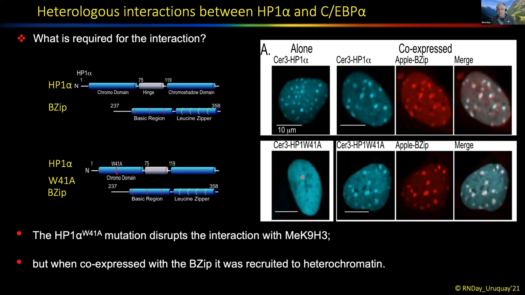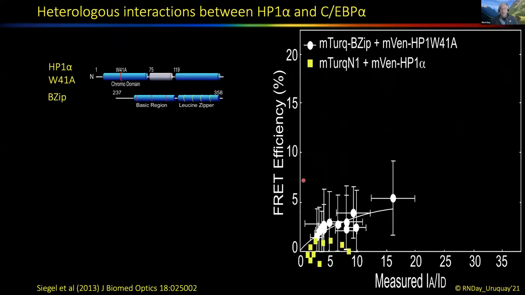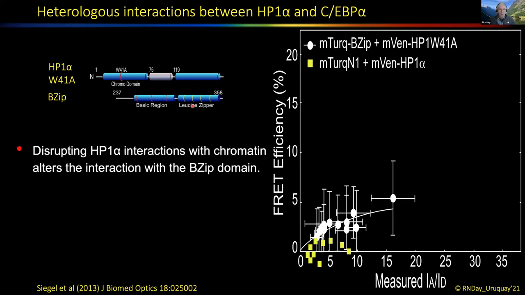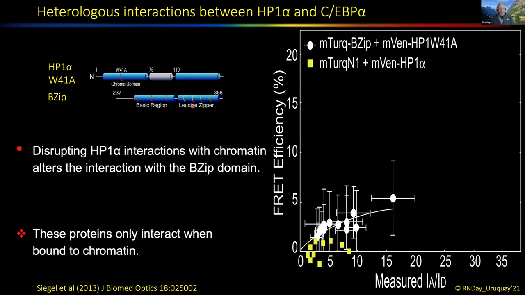But remember, this does not bind by itself to heterochromatin. And then we did the FRET experiment and asked, does the mutant HP1 alpha interact with the B-zip domain of CEBP alpha? And we find that they really interact very poorly. Again, suggesting that by disrupting the chromatin binding of HP1 alpha, we've dramatically impacted its ability to interact, in this case with the B-zip domain, suggesting that both of these proteins need to be interacting with heterochromatin in order for them to interact properly and function normally. And so we determined that they only can interact if both can bind efficiently to heterochromatin.